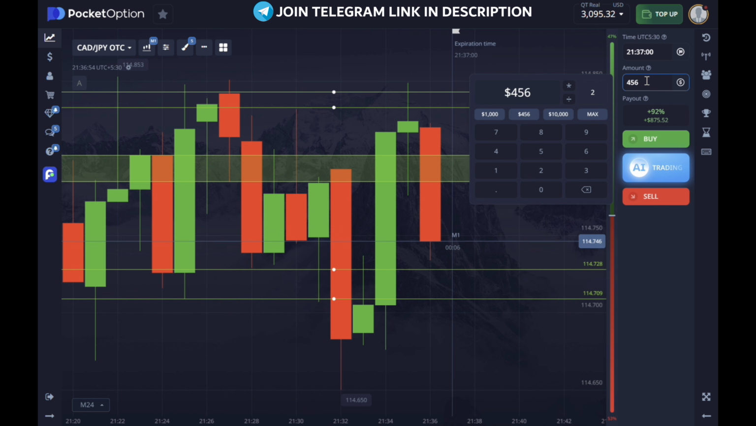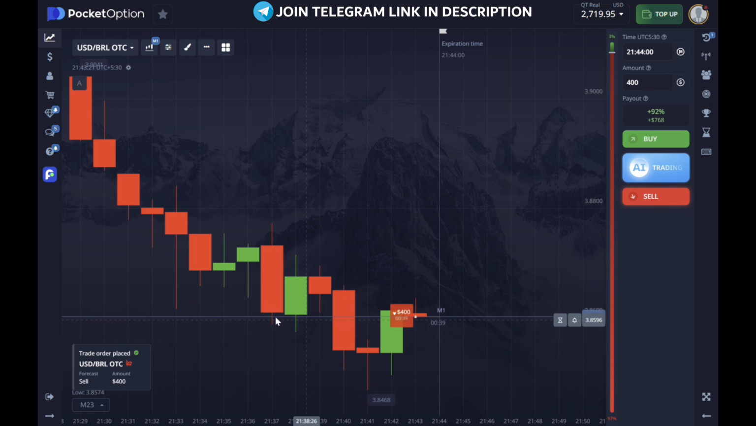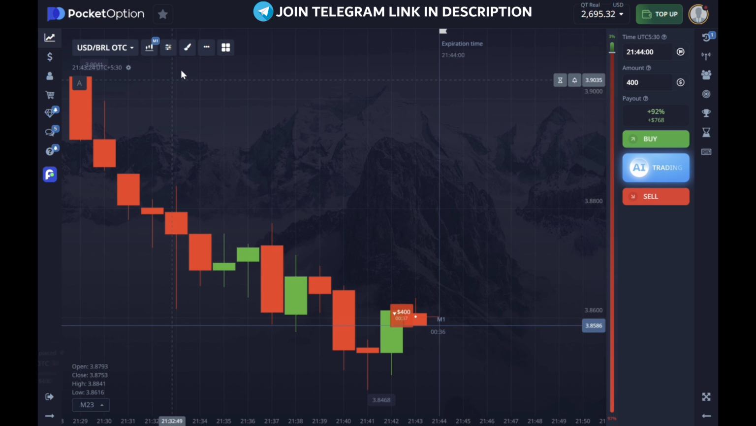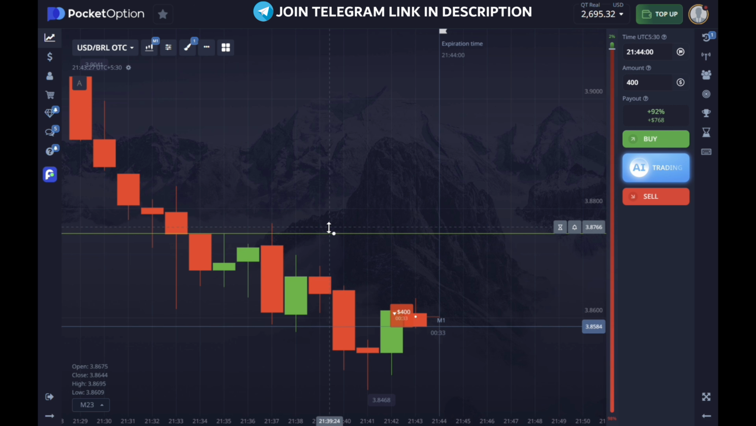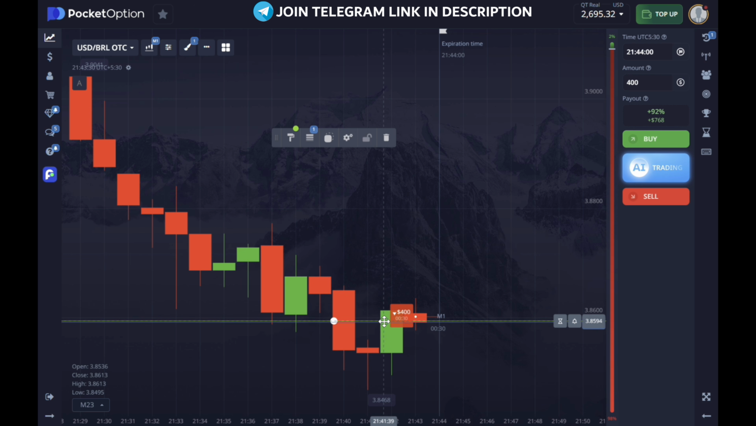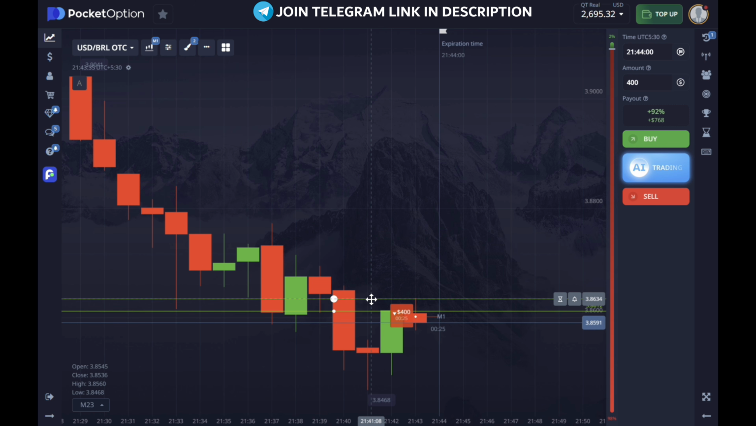So now I'll set it to 400 here. I will take a trade for down. I've just placed a down trade here. If I show you by putting a label here, then you'll easily understand that if we set one level here and another level here, then you'll be able to see it here.